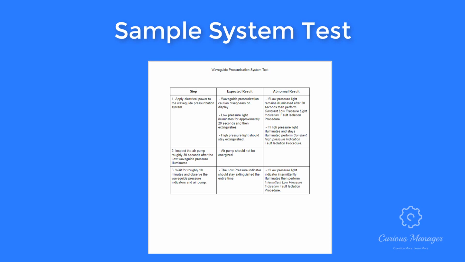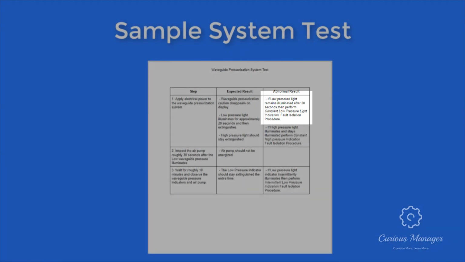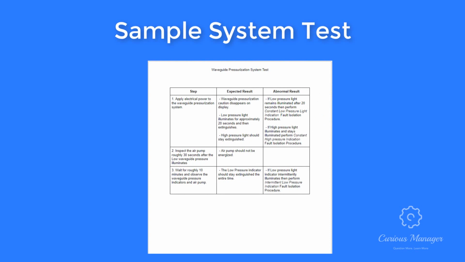For instance, here I have, if low pressure light remains illuminated after 20 seconds, then perform constant low pressure light indication fault isolation procedure. This both tells me the failure mode, the low pressure light remains illuminated after 20 seconds, and it also tells me which fault isolation procedure to use. The fault isolation procedures can either be added to the end of the test, or you can make a separate fault isolation manual. Once again, I've seen both, and it just depends on the individual.